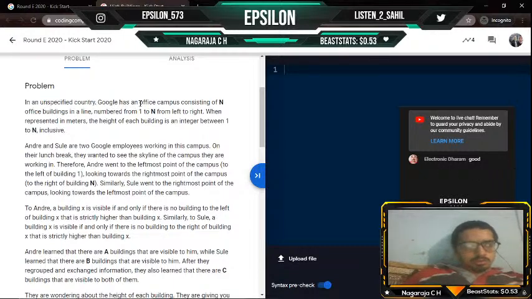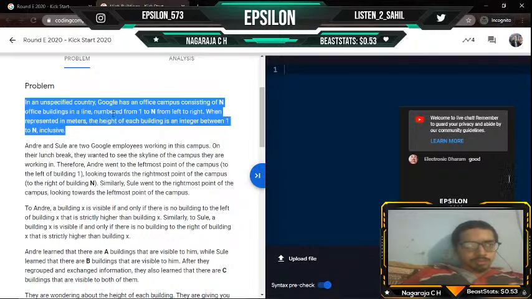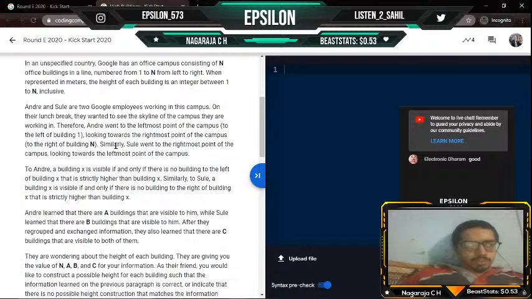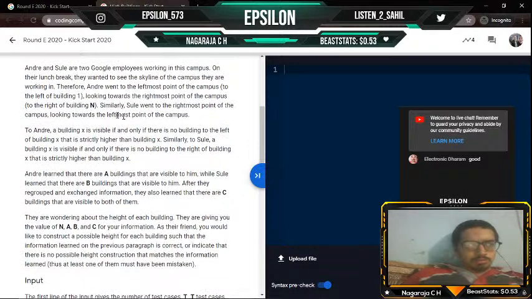So in an unspecified country, Google has an office consisting of N office buildings in a row, numbered 1 to N from left to right. The height of each building is between 1 and N inclusive. Each building has employees. If you stand at the leftmost point of the campus looking to the right, a building is visible if there is no building to its left that is strictly higher. Similarly, looking from the rightmost point of the campus to the left, a building is visible under the same condition.